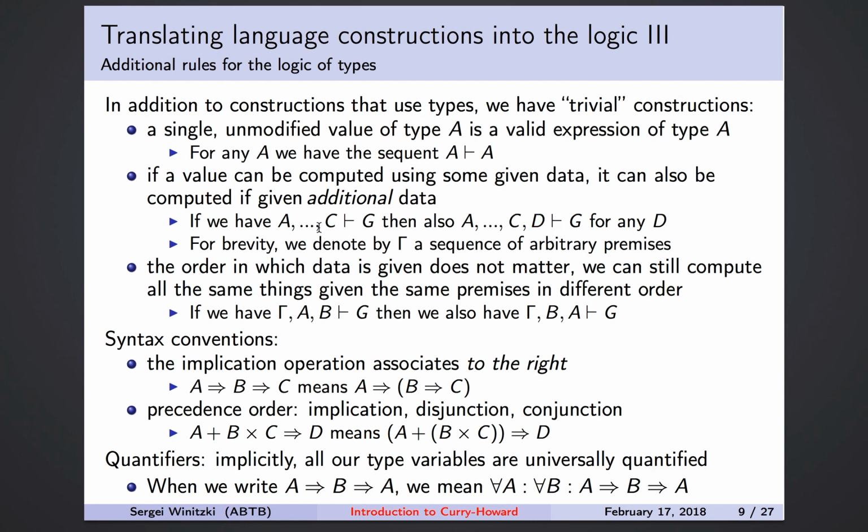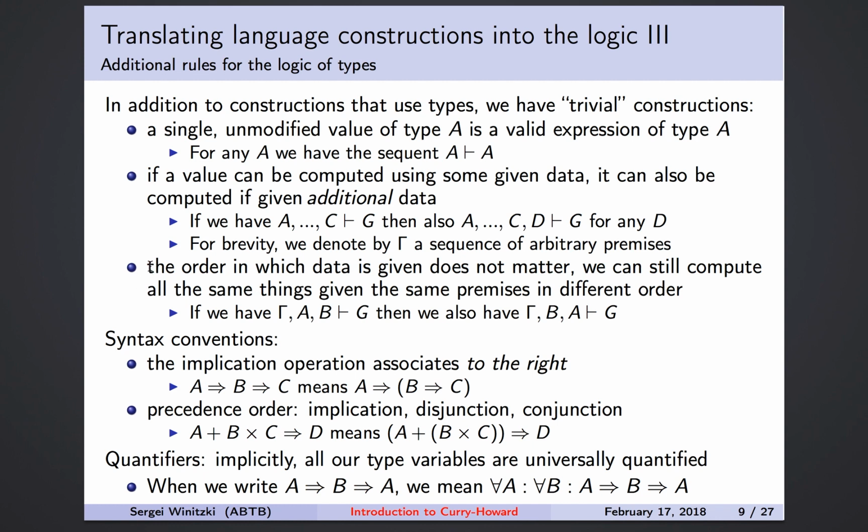We will have a lot of situations when we need to talk about a sequence with a certain number of premises which we don't need to use explicitly. So we will denote them by the uppercase gamma. That is a typical notation for a sequence of 0 or more arbitrary premises that we will not have to notate one by one.